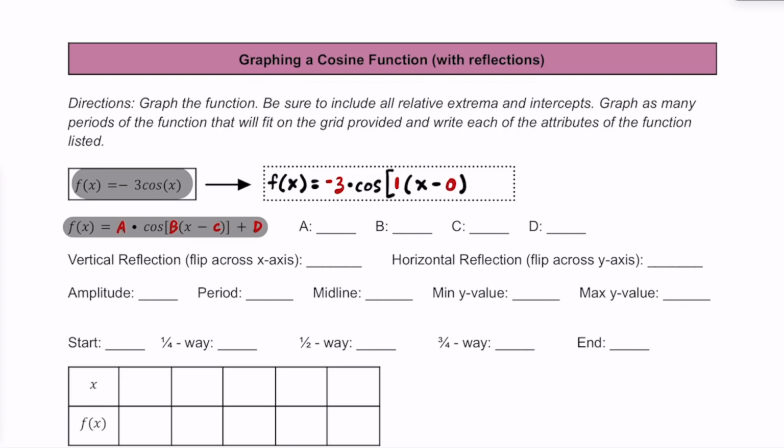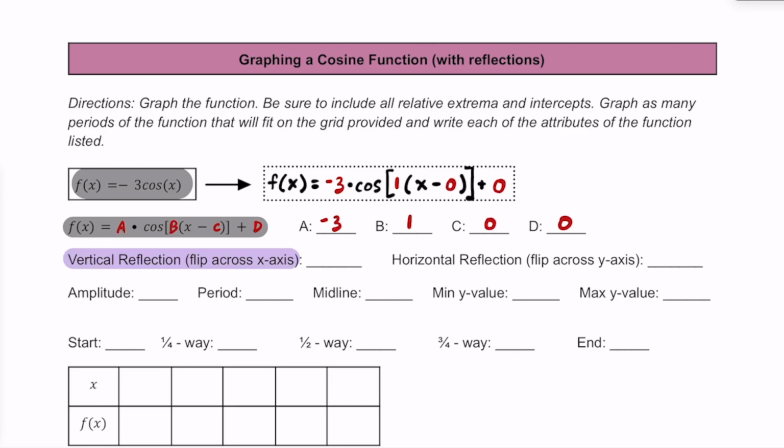And then we're going to go ahead and close this off. And then afterwards, let's go ahead and add d. In this case, d doesn't seem to be there, so it must be 0. And so we know that a is -3, b is 1, and c and d are both 0, which means there's not going to be any translations left or right or up or down.